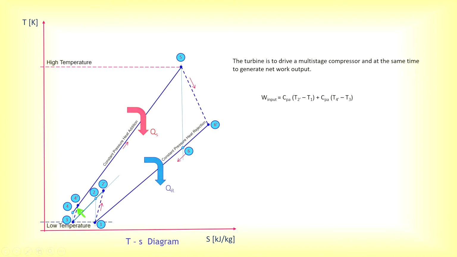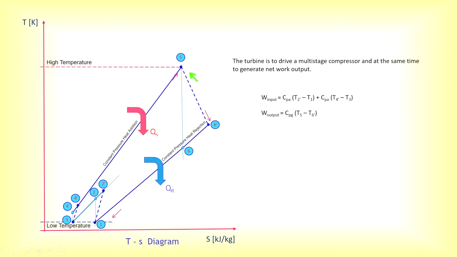That is from 3 to 4 prime. Both we refer to CPA, that means the A side. Okay. From this we can see T1 is equal to T3 in this case. T4 should be equal to T2 and T4 prime should be equal to T2 prime if the pressure ratios between the compressor stages are the same. Then you have 4 equals 2, 4 prime equals 2 prime. But when you refer to this diagram, they are not equal.